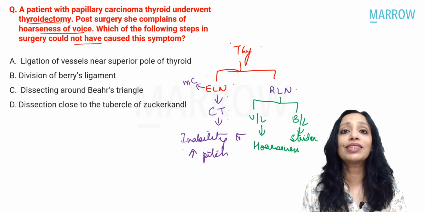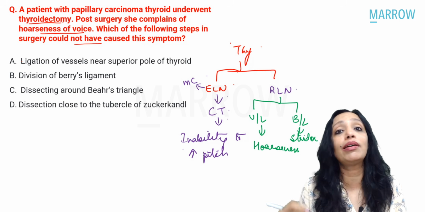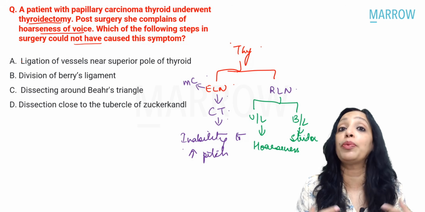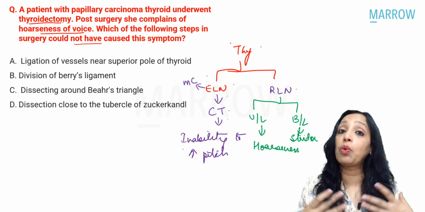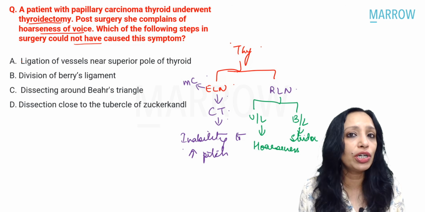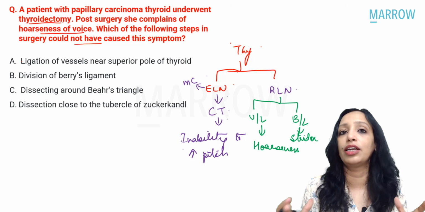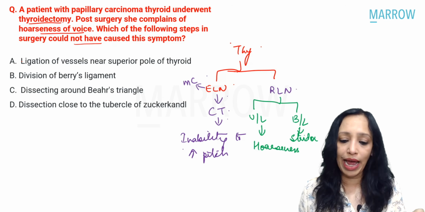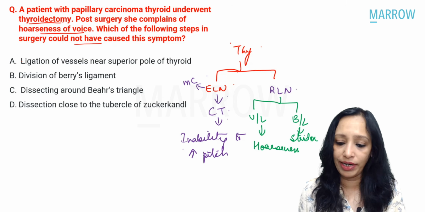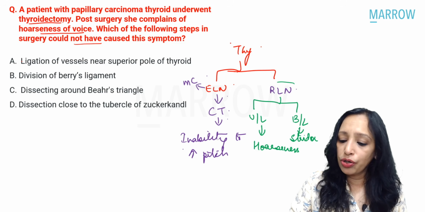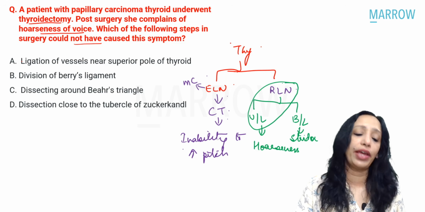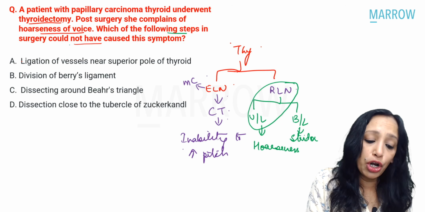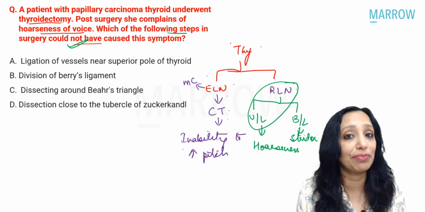In fact, this is the injury that has been asked repeatedly in your exam. Following total thyroidectomy, extubation was not possible. Patient was in stridor. So, which nerve is injured? There is bilateral recurrent nerve injury. Now, just by reading the question, we know that in this patient following thyroidectomy, there is unilateral recurrent laryngeal nerve injury. So what is being asked is, which steps could not have caused this symptom?